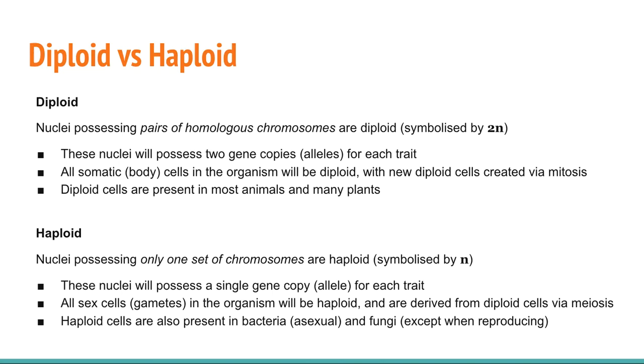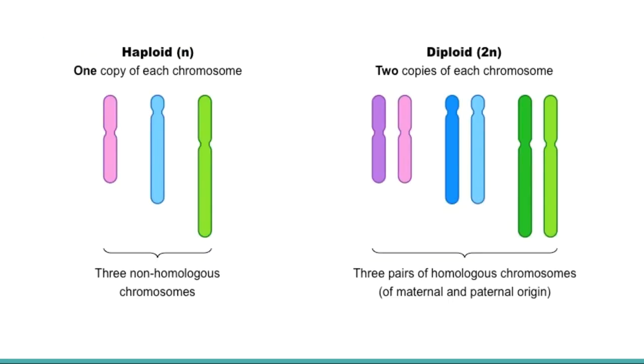Now, haploid cells consist of only one set of chromosomes, so 23, and it's symbolized by N, so half of 2N. And these nuclei will possess a single gene copy for each trait. All sex cells or gametes in the organism will be haploid and are derived from diploid cells via meiosis. Haploid cells are also present in bacteria and fungi as well. So as you can see here, these are haploids and these are diploid, because here there's one copy of each chromosome and here two copies, one from the mother and one from the father.